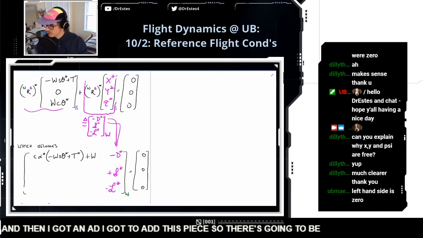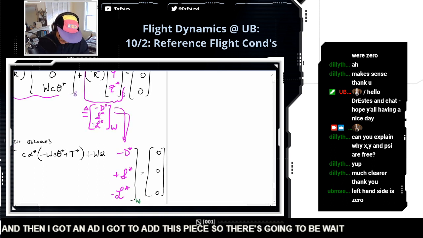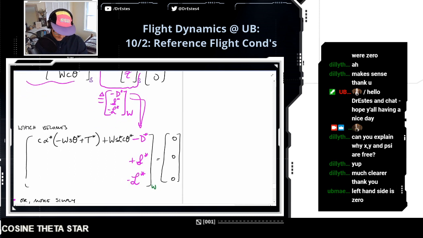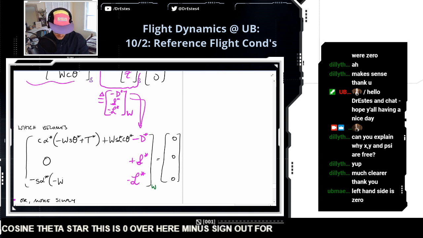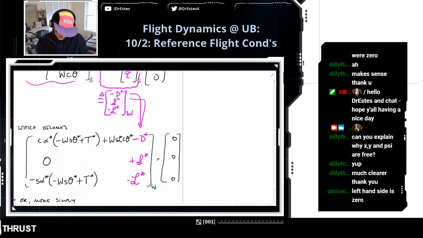So this is going to be weight, sine alpha, cosine theta star. This is zero over here. Minus sine alpha, minus W sine theta, plus the thrust, weight.